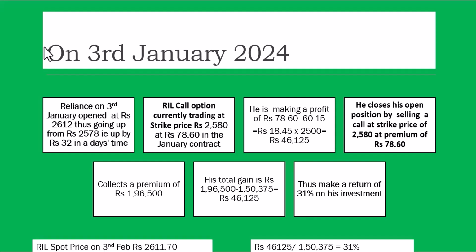Okay. So this is one. Now on 25th of January, suppose he doesn't close it. On 25th of January, just a few days before the expiry. On expiry, the physical settlement will come into picture. Okay, fine, because it's a stock.